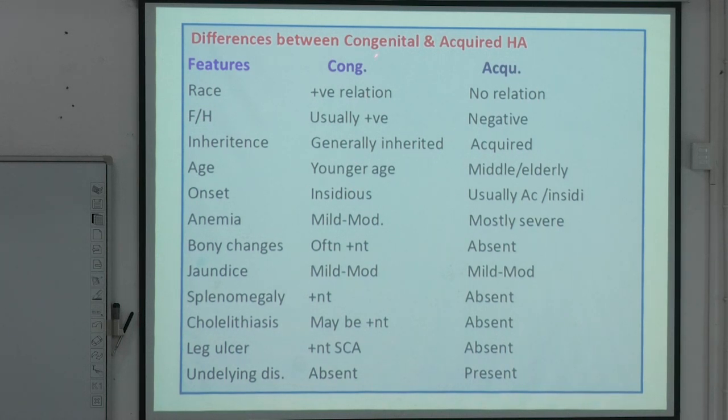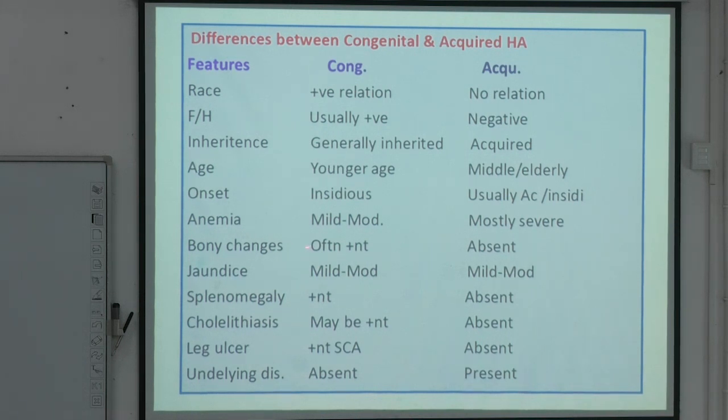The age, naturally as it is congenital, it starts in the younger age group, and in the acquired it has to acquire the defect, so it is in the middle or elderly age group. Onset may be acute or insidious. Anemia is mild to moderate, but it can be severe also. We know in thalassemia major the anemia is severe, and in acquired cases it is mostly severe, but acute onset of severe anemia is there in cases of acute hemolytic anemia.